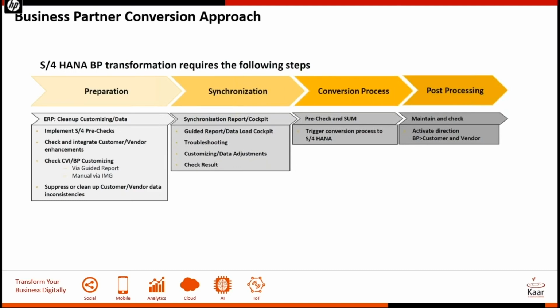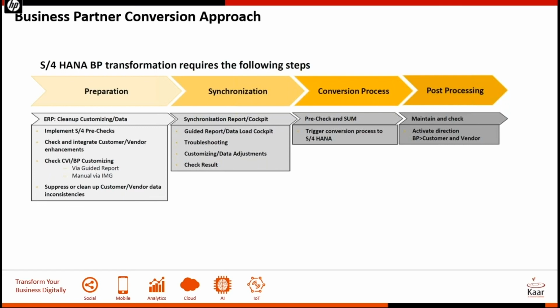Basically, the SUM update will happen in the ECC system, where the ECC data has to be transformed to S4 data. Once it is complete, we will end up with multiple business partners pertaining to customers and vendors in the ECC system itself. In the post processing, since we have already converted in the ECC system, the SUM up and down will happen from the basis perspective. Once the SUM down is completed, the system will be transformed to an S4 system.